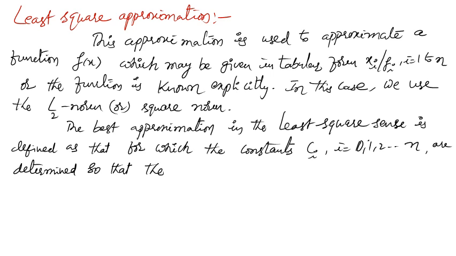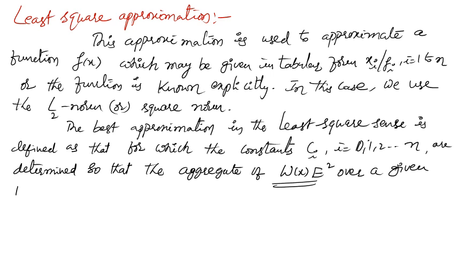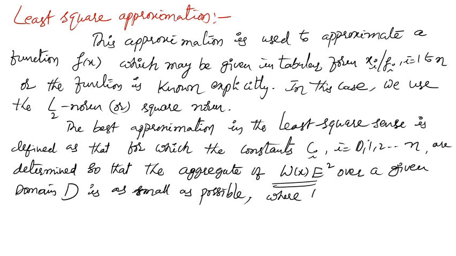the aggregate of weight function into error square, over a given domain capital D, is as small as possible, where w of x is positive, greater than 0, the weight function.